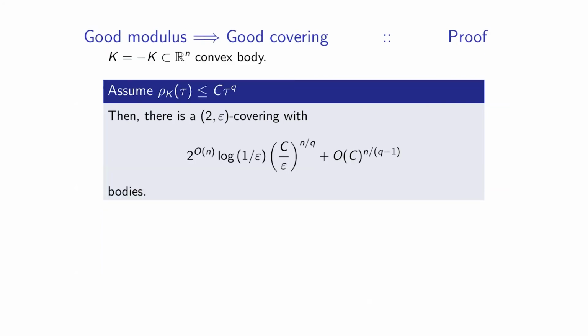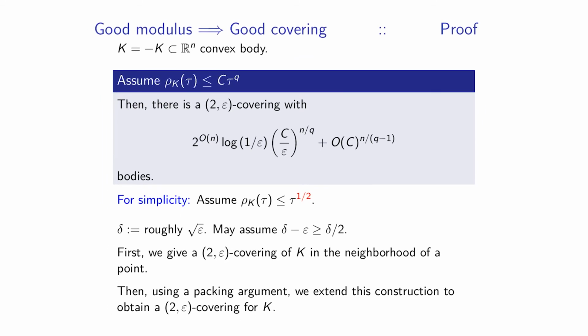Thanks, Grisha. Okay, so let me give you a sketch of this proof. We have an origin symmetric convex body, and assume that its modulus of smoothness is nice, c times tau to the q. I need to show you that we can cover it by this many convex bodies. Very roughly, we can cover it by (1 over epsilon) to the n over q bodies.